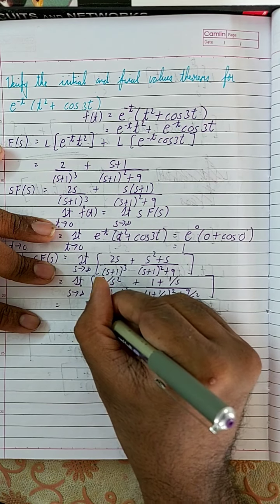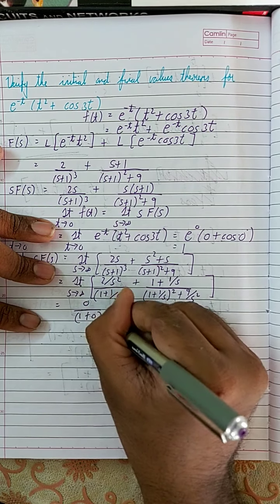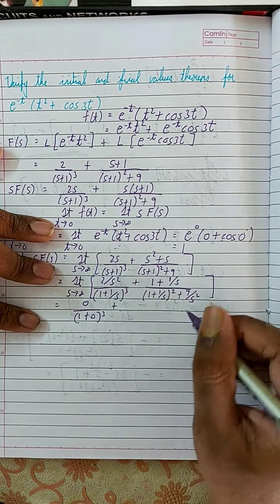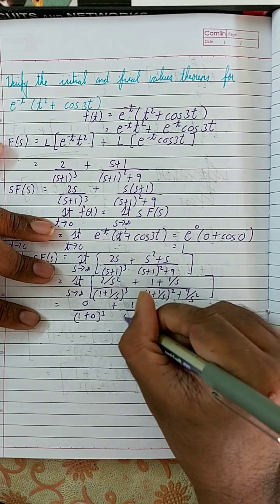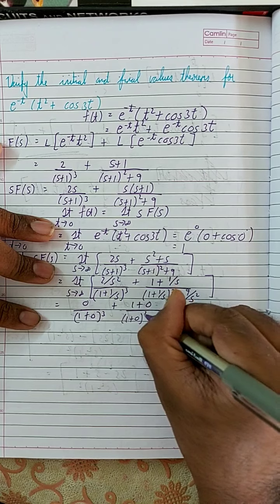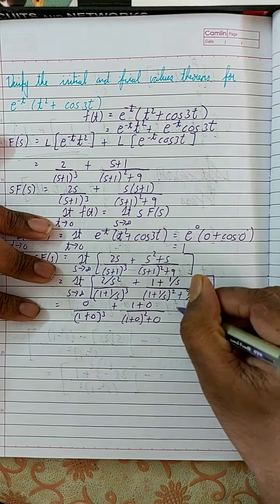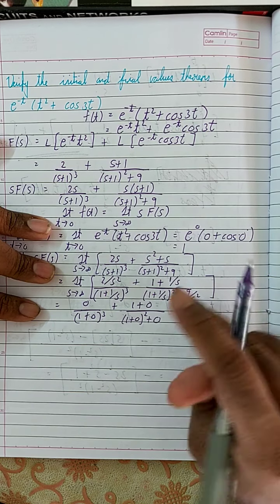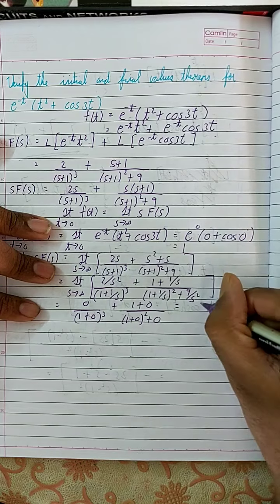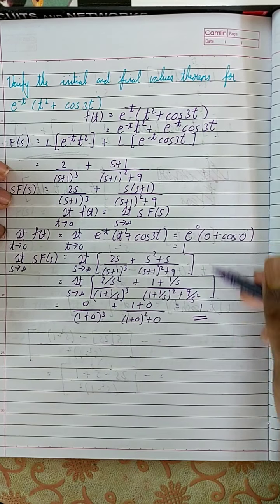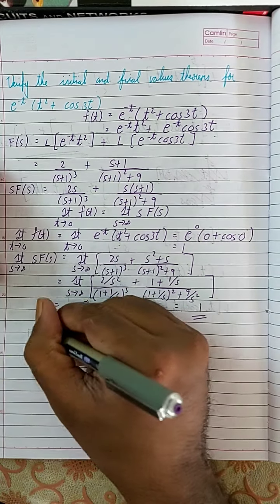as infinity, this will become 0 by (1 + 0) the whole cube plus, and this is nothing but 1 plus 0 by (1 + 0) the whole square plus 0. 9 by infinity is 0. So this will become 0, and this is 1 by 1, which is 1. So therefore both the answers are correct. Hence the initial value theorem is verified. You can write that.